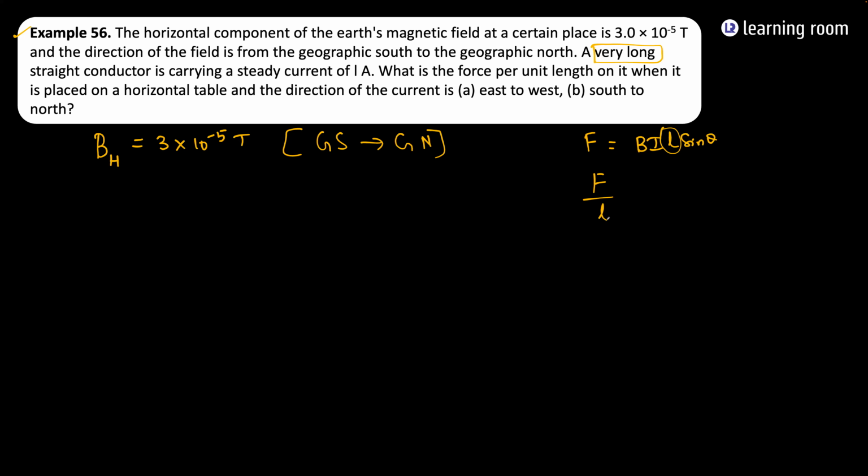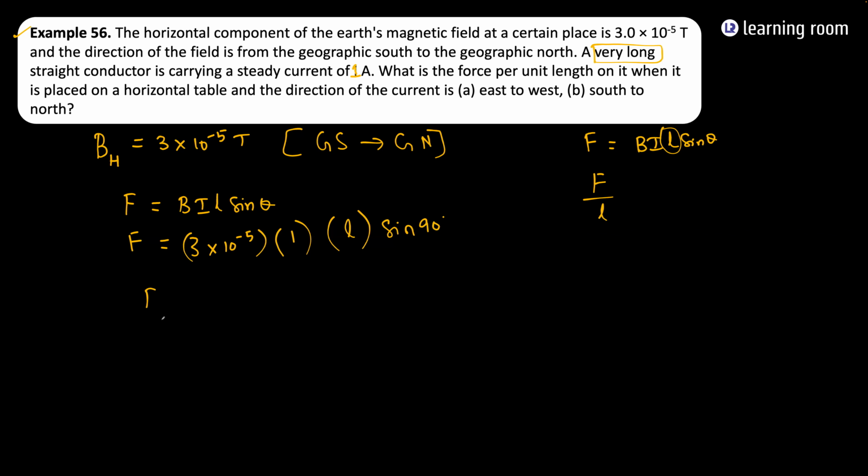So that's easy. For the first one, F is equal to, if I apply the formula, BIL sin theta. B is how much? 3 into 10 power minus 5. I, I think it is 1 ampere. We can take it as 1 ampere. For me, the concept is important here. Into L, into sine of how much? 90.